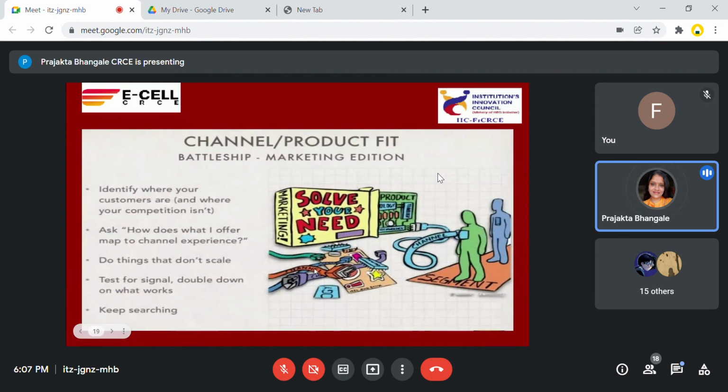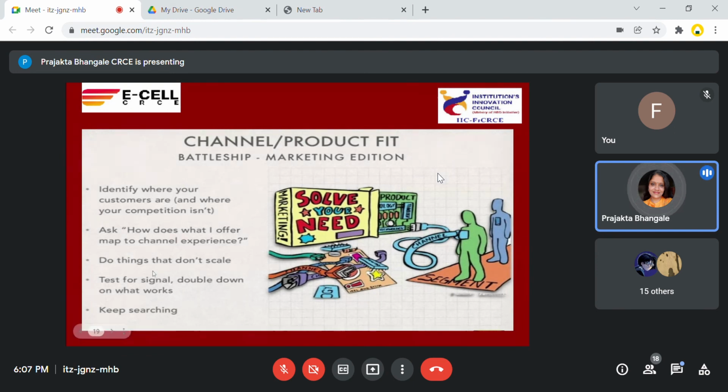Okay. Next thing is you have to make your product channel fit. So you have to identify where your competition is not. You have to identify who your customers are, and whether you are solving their need. After solving that, who are the competitors? How does the offer map to channel experience?